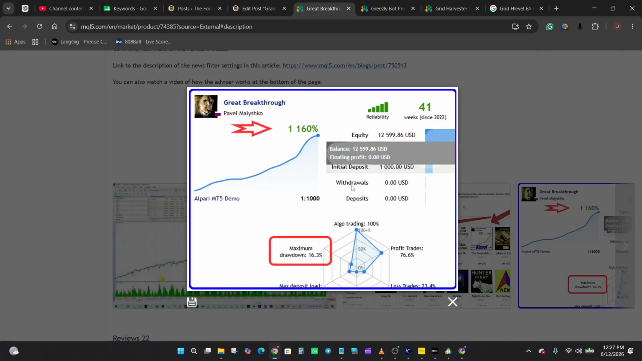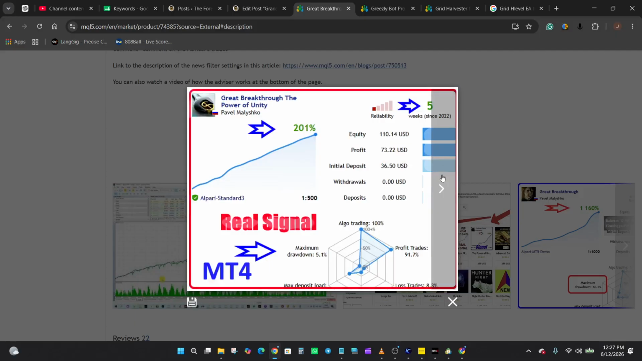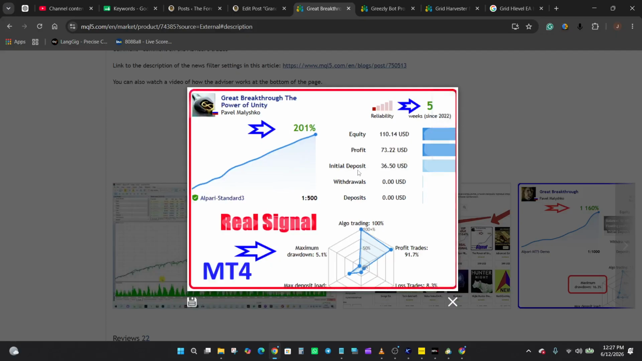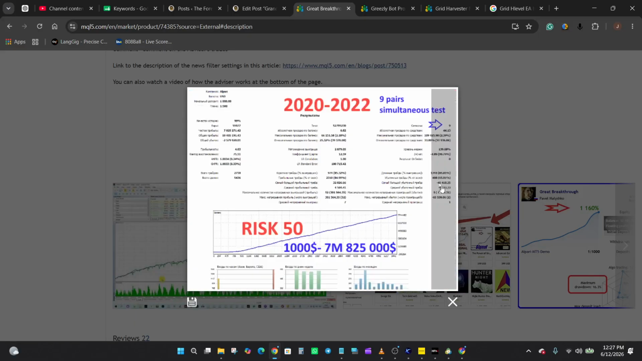From what we can see here, this shows 1,160% profit over 41 weeks since 2022. And this shows, okay, this was a deposit of $1,000. This shows an initial deposit of $36.5, 201% over 5 weeks since 2022. And here we can see 2020 to 2022, $1,000 to $7.825 million, a 9 pairs simultaneous test.